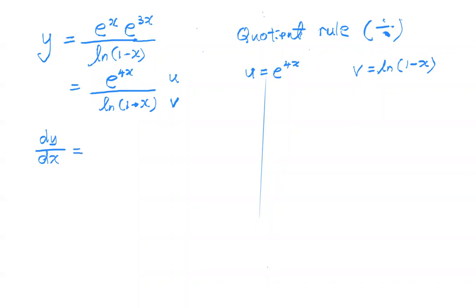Quotient, you cannot change the order. Are you clear? Differentiate the top times by the bottom. Take away, differentiate the bottom times by the top. The whole thing over bottom square. You see or not? That is how I memorize the formula.